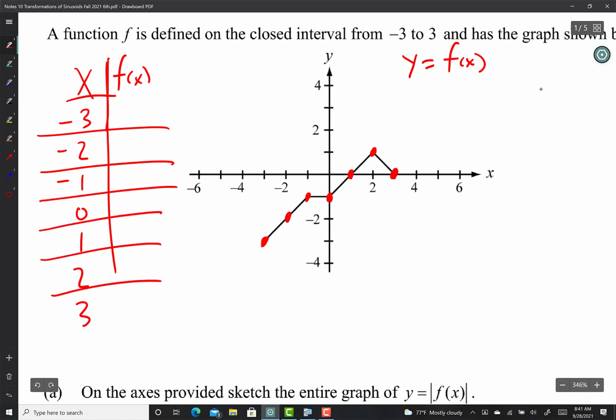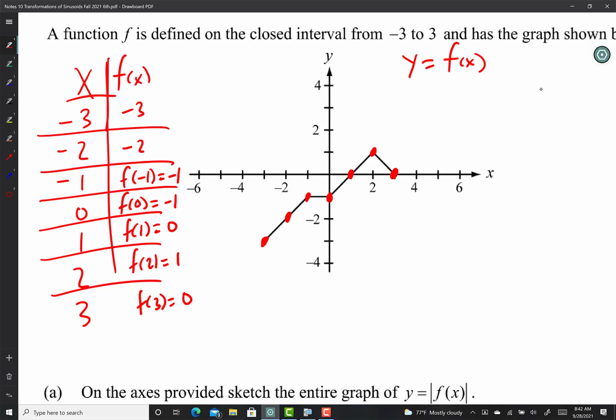All I'm doing is plugging the y coordinate from that graph, guys. F of -3 is -3. F of -2 is -2. F of -1 is -1. F of 0 is -1. F of 1 is 0. F of 2 is 1. And f of 3 is 0.